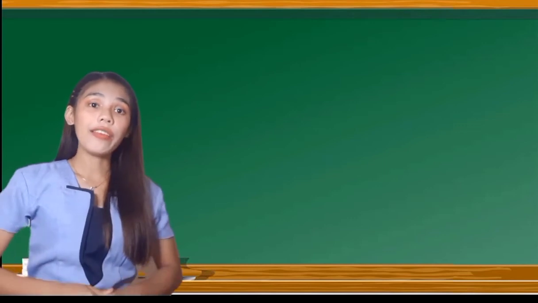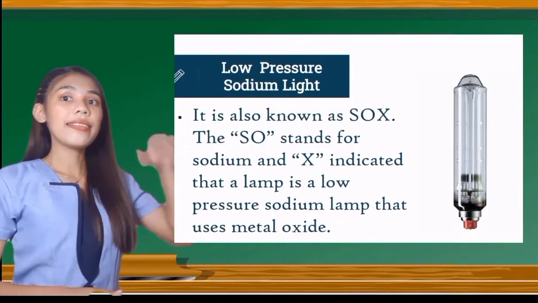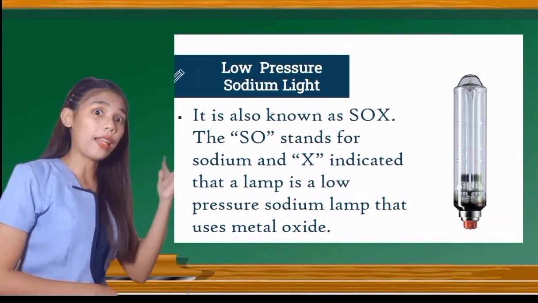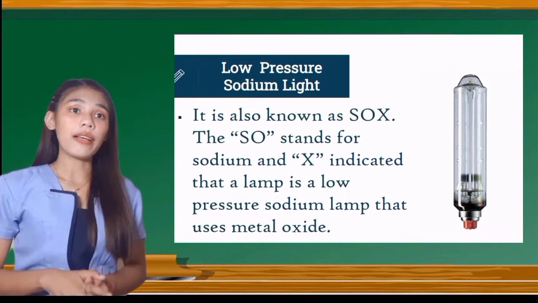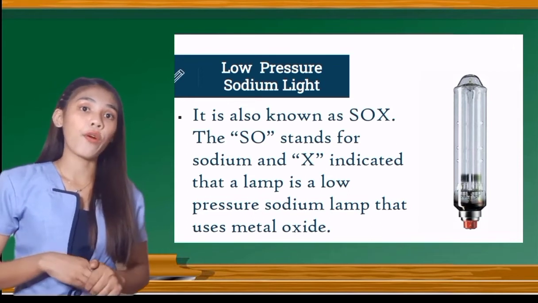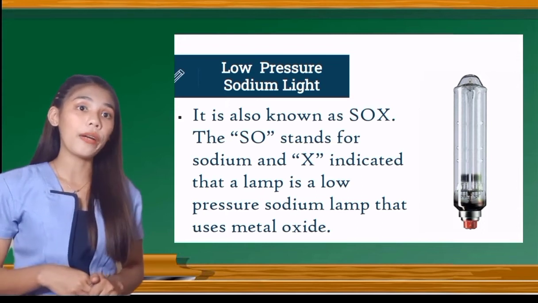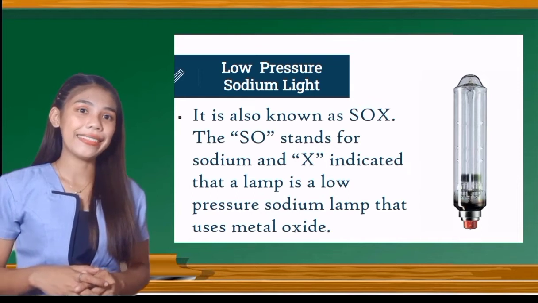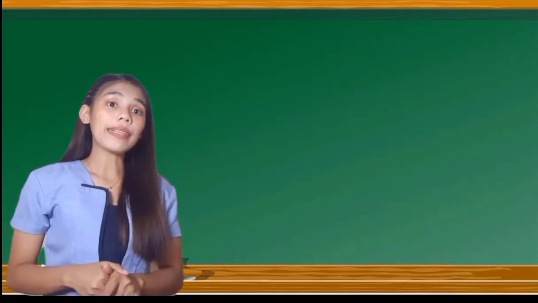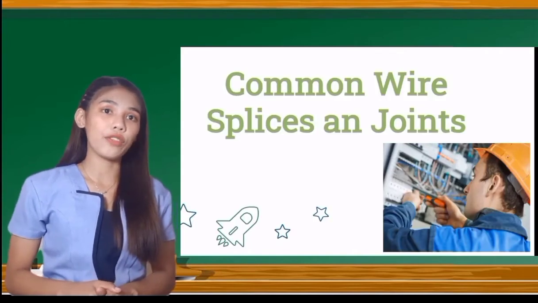And the last one is the low pressure sodium light. This is what low pressure sodium looks like. It is also known as the SOX. The SO stands for sodium and the X indicates that the lamp is a low pressure sodium lamp that uses metal oxide. After knowing the types of bulb, let's proceed to the 10 common wire splices and joints.